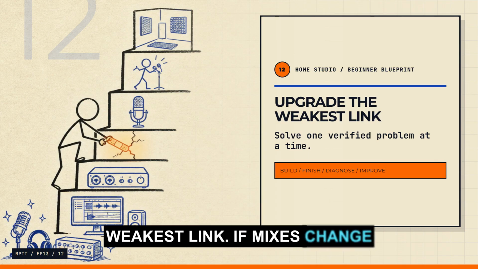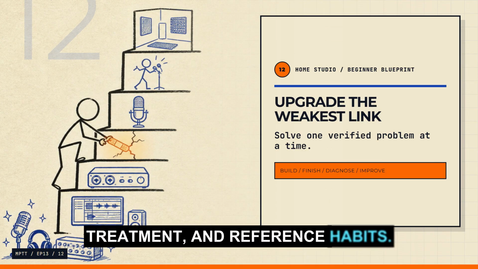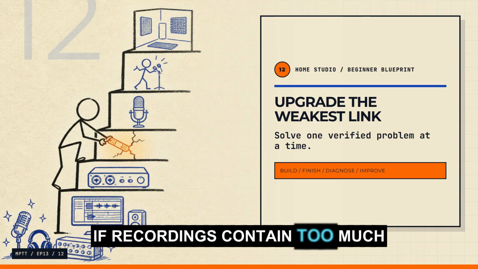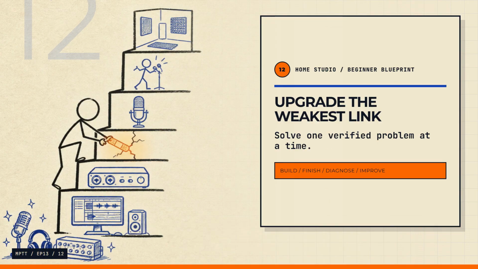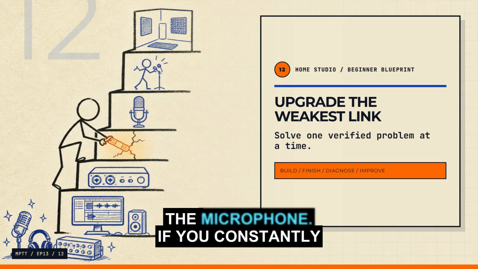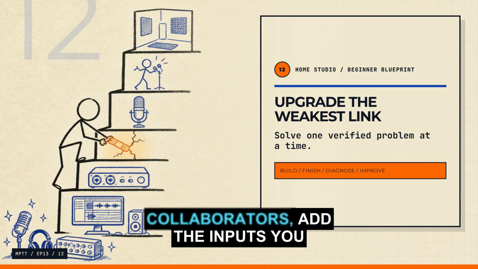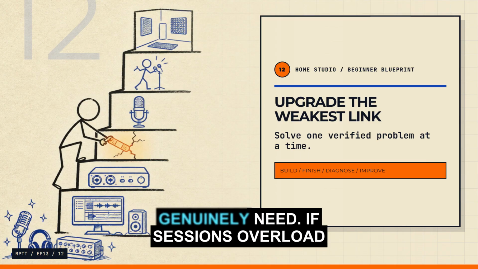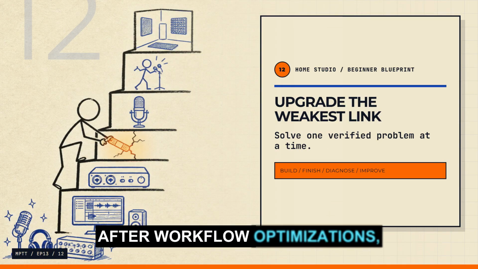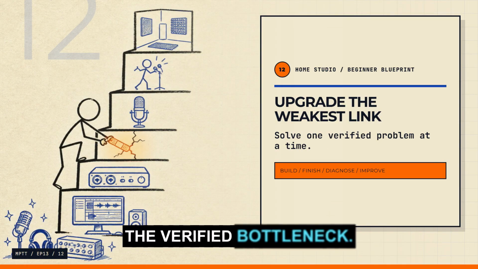If mixes change wildly on every speaker, improve monitoring placement, treatment, and reference habits. If recordings contain too much room, change position, technique, and treatment before changing the microphone. If you constantly unplug sources or cannot record collaborators, add the inputs you genuinely need. If sessions overload after workflow optimizations, then computer capacity may be the verified bottleneck.